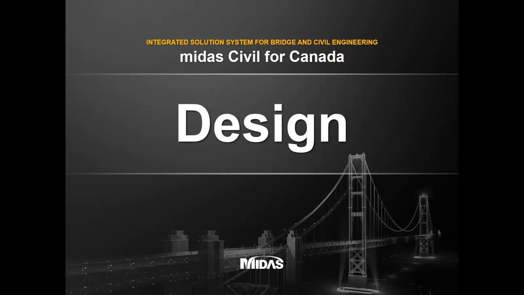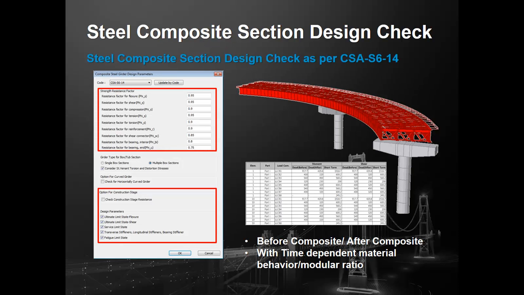Now, I went over two new design developments for the CSA-S6-14 code. One was steel composite section design check per the CSA-S6-14, and another was PSC design per the CSA-S6-14. For the steel composite section design check, you'll just have to designate the parameters and it will consider the before composite and after composite and the time dependent material.